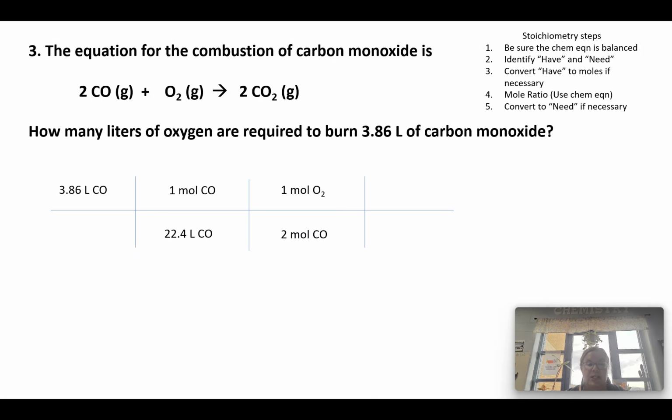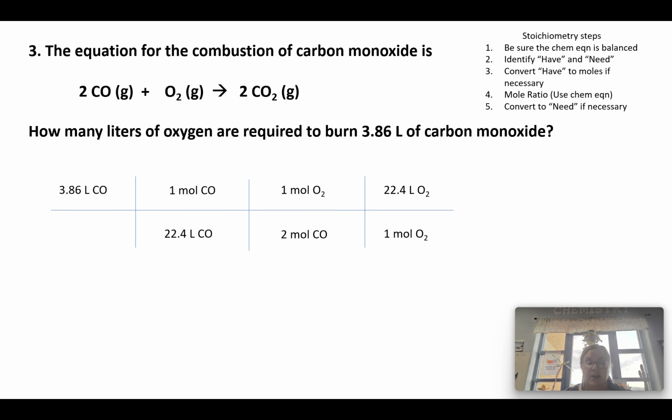But my question is, how many liters of oxygen? So I need to continue after my mole ratio, and I do have to convert to what I need. I can't just stop at the moles. So I have 1 mole of oxygen is the same as 22.4 liters of oxygen.